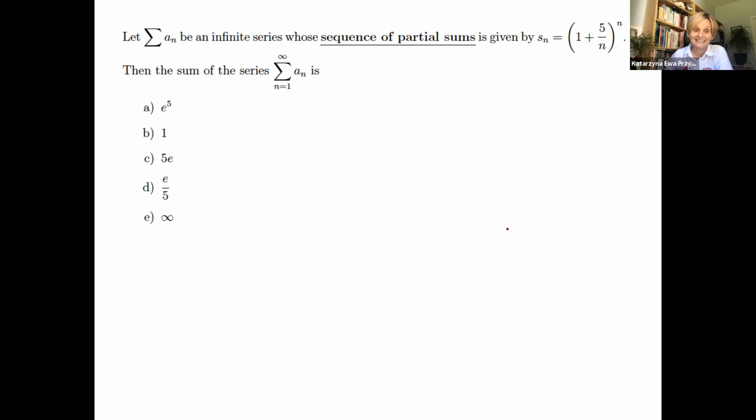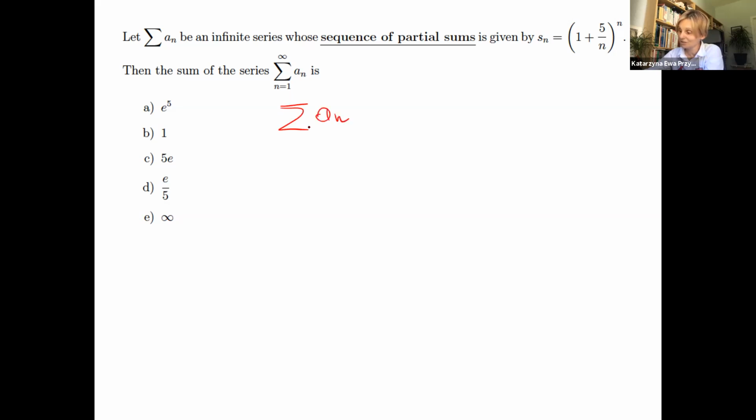Let the infinite series sigma a sub n be the series whose sequence of partial sums is given by this formula. We know what a partial sum is, the new sequence. And then what is the sum of this infinite series? Yeah, I think everybody is perfectly correct.